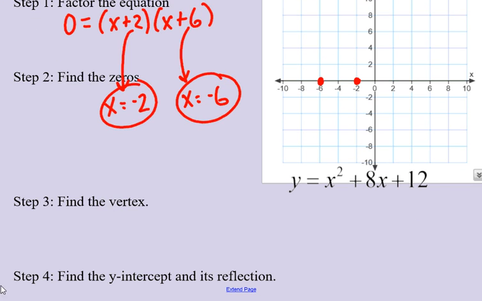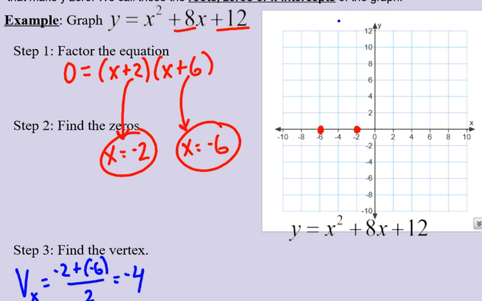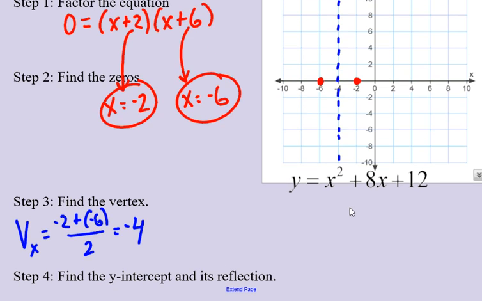The vertex has to be halfway between. You can do the whole averaging thing, but this one you really don't need to. You can just look and know that halfway between -2 and -6 is -4. And that's where the axis of symmetry is going to be. So that's going to be the middle of my parabola. So the vertex will have an x-coordinate of -4.